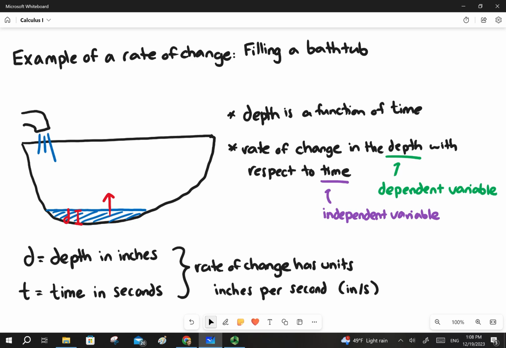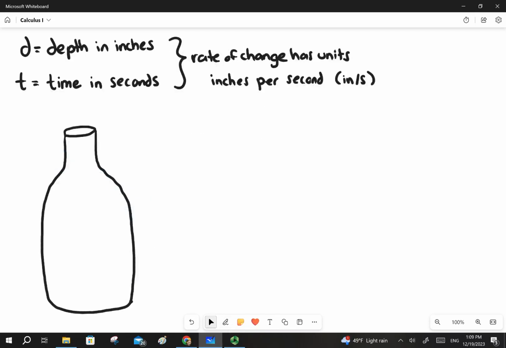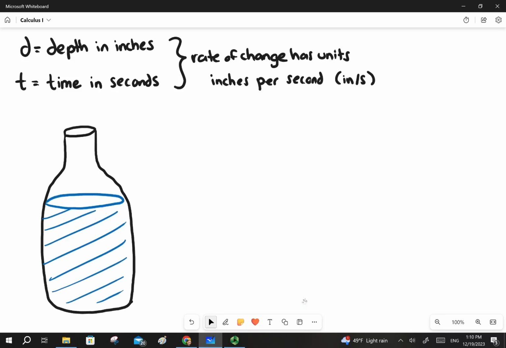What I think is really interesting about this example is that the rate of change won't be constant. Because tubs aren't box-shaped, they don't have flat bottoms or perfectly vertical sides, the water level is going to change faster at the beginning and slower at the end. Think about filling a bottle with a neck with water. Once the water reaches the point where the bottle starts to narrow, the water level rises much faster because the cross-sectional area is smaller.